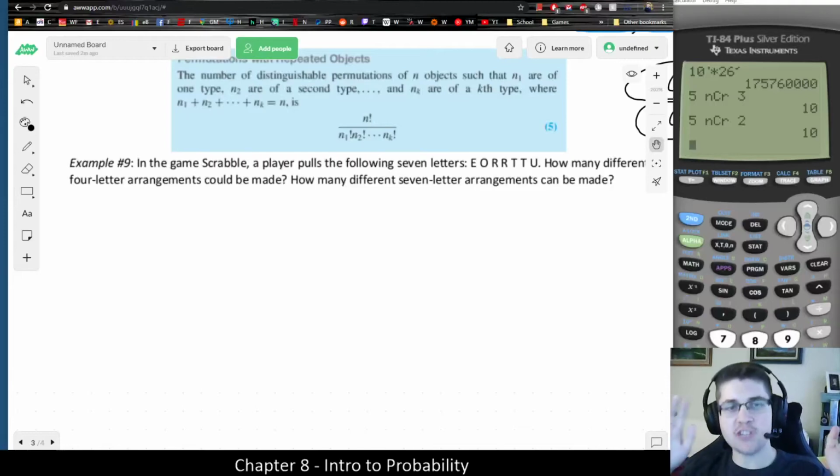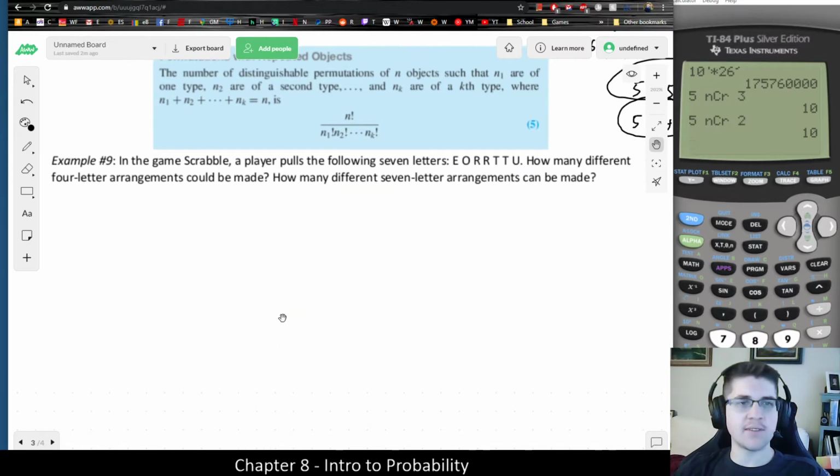Let's look at a permutation example where we have repeated elements. I talked about this earlier when we were doing the Scrabble example, but let's look at almost exactly the same example, and we'll note the difference here. It says, in the game Scrabble, a player pulls the following 7 letters: E O R R T T U. How many different 4-letter arrangements could be made, and how many different 7-letter arrangements could be made?